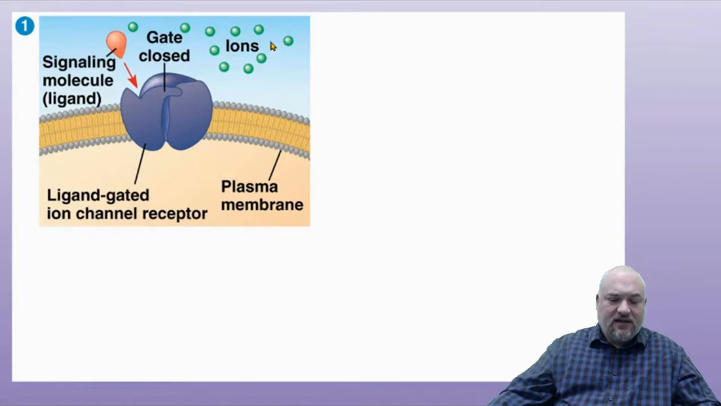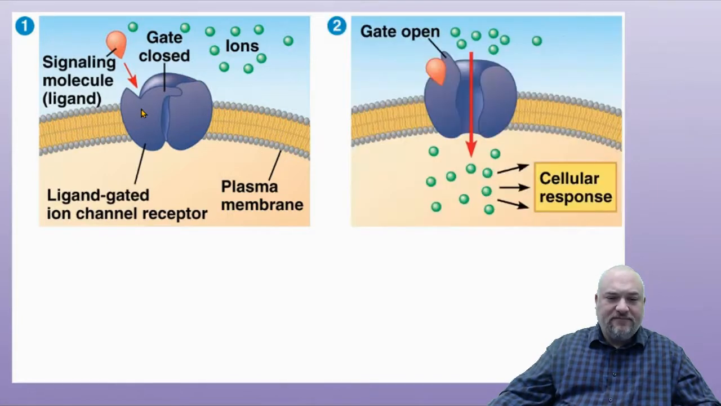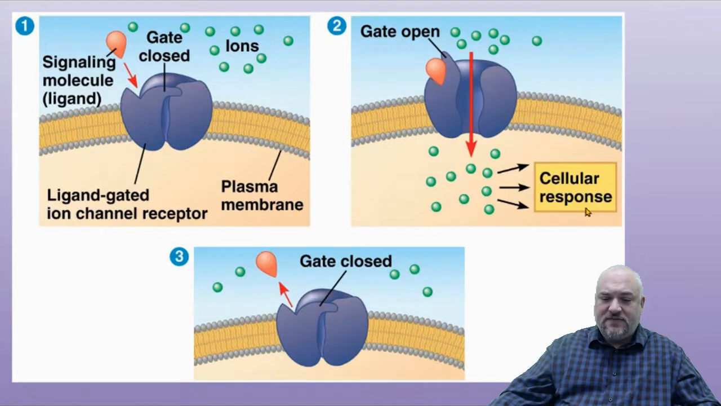So here we can see a high concentration of the ions outside. There's the ligand. Here's the gate. Ligand attaches, causes a conformation change in the protein, opens up. The ion can flow down its concentration gradient, which will trigger some form of a cellular response. Ligand releases, gate closes, and we start all over again.